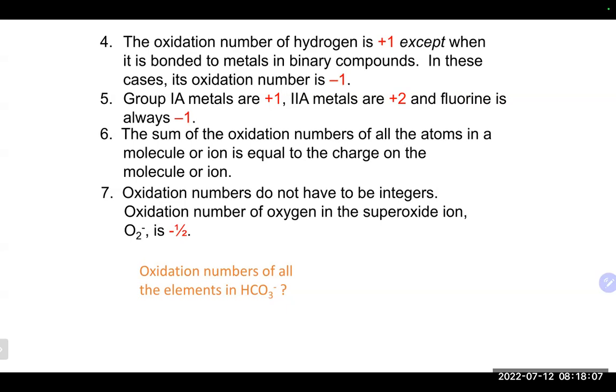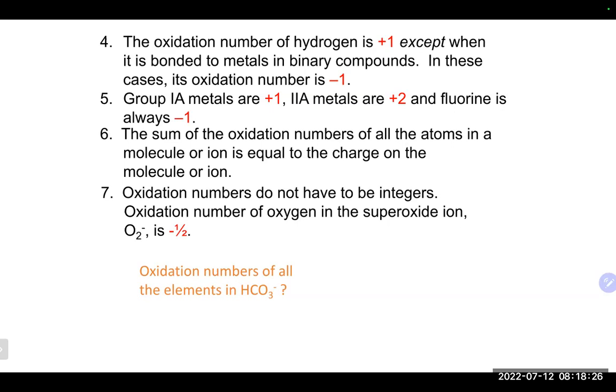Group 1 will always be +1. Group 2 will always be +2. And fluorine will always be -1. When we add up all the oxidation numbers together, it does need to equal the overall charge that the substance has. So if it's a neutral substance, everybody in terms of their oxidation states needs to equal 0.